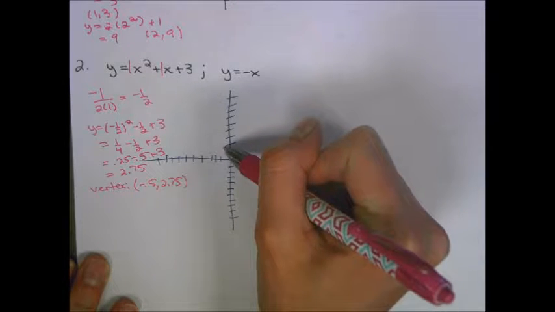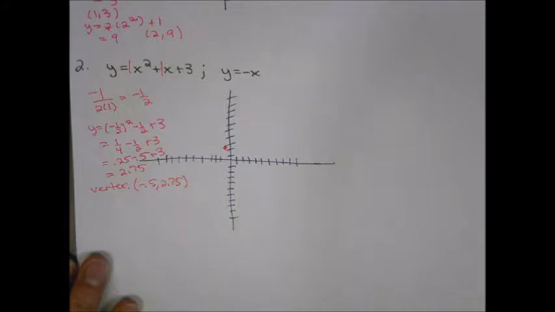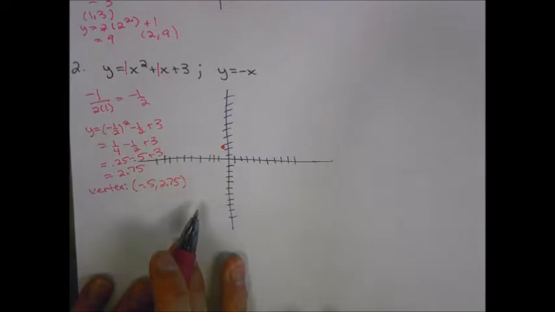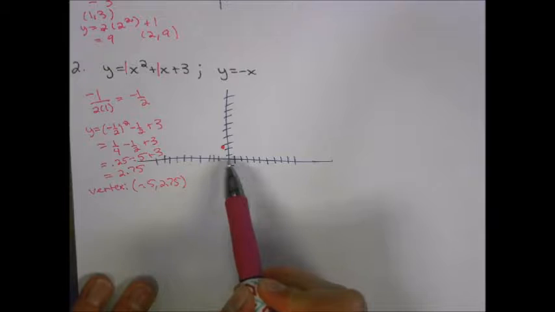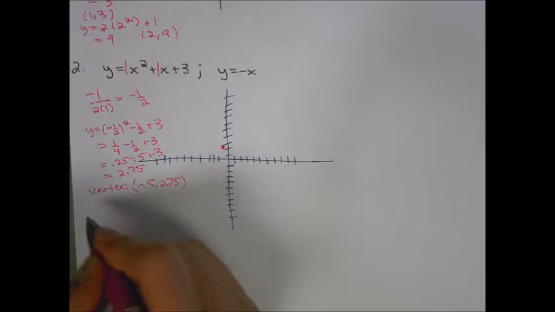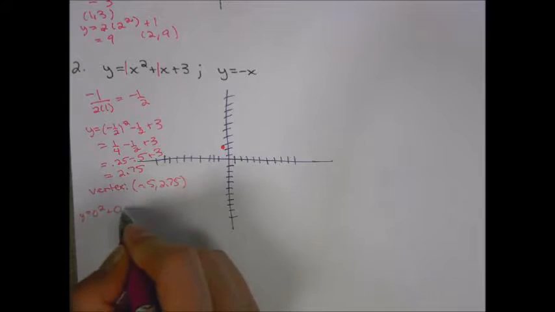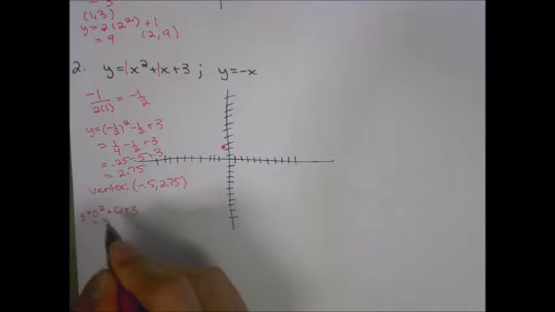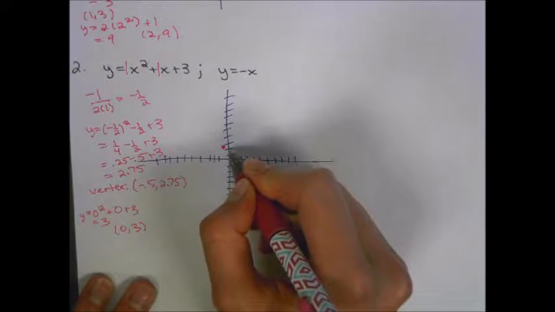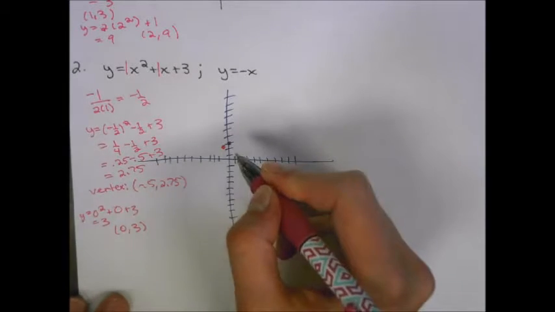-0.5, 2.75. And we're just going to have to kind of guesstimate that one, and then we'll see if we need to be more specific later. I'm going to plug in 0 and -1. I plugged in 0 and I got 3, so we have a point at 0, 3.